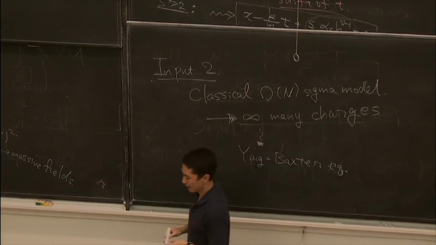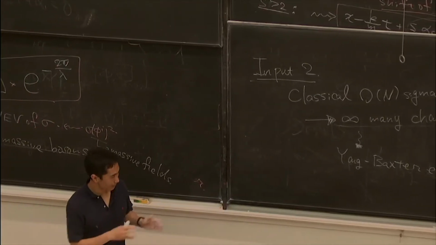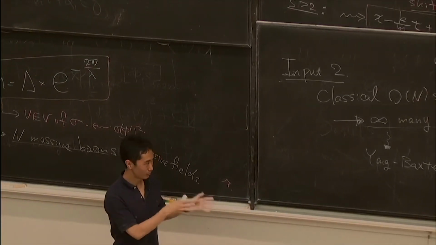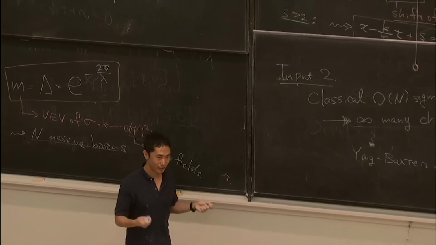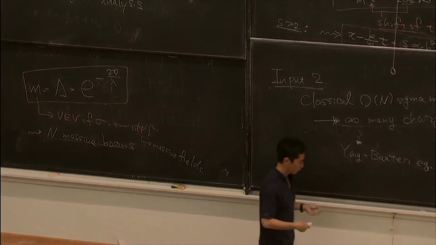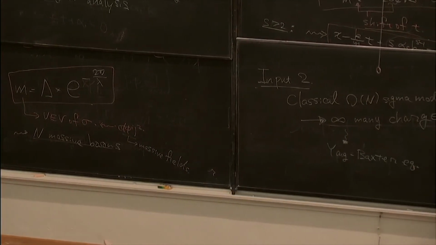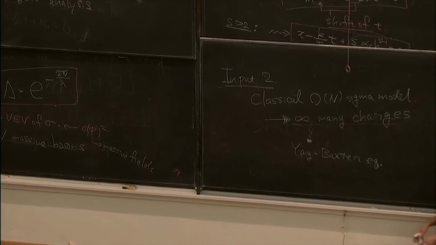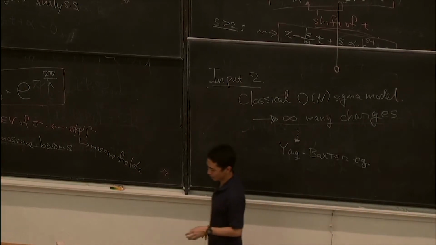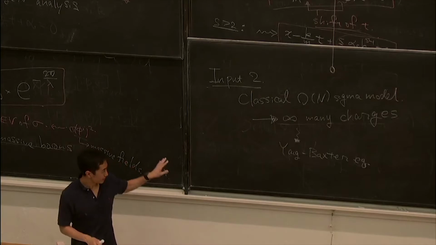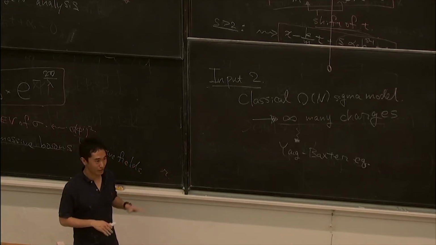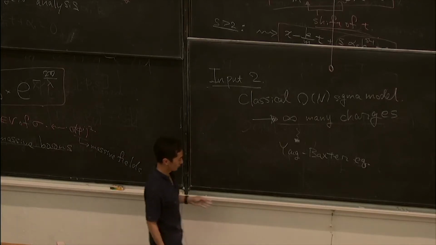But the strategy I'm going to take is to analyze this model in various limits, then extract some important properties from those limits, and combine them to analyze the model non-perturbatively. And this is exactly the same strategy as we take for N equals 4 super Yang-Mills theory.